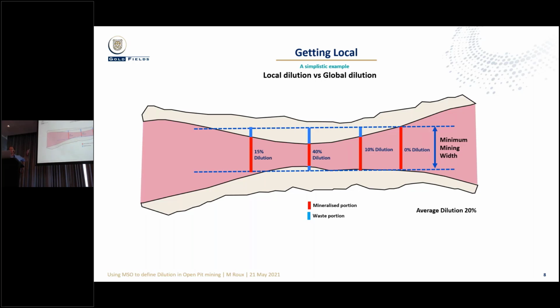For example, if you look at that 40% dilution in the middle, yes, it's telling you that your ore body is incorporating 40% dilution, but it's also telling you that your mineralization is thinning quite dramatically there. So there's information that you can gain from that. It's telling you about the local geological setting that may be important in considering future updates or future settings of this particular ore body. And this is one of the reasons why the team at Goldfields and myself have been working on trying to incorporate a process which can capture this local dilution effectively. And that is what we have been able to successfully do using MSO.